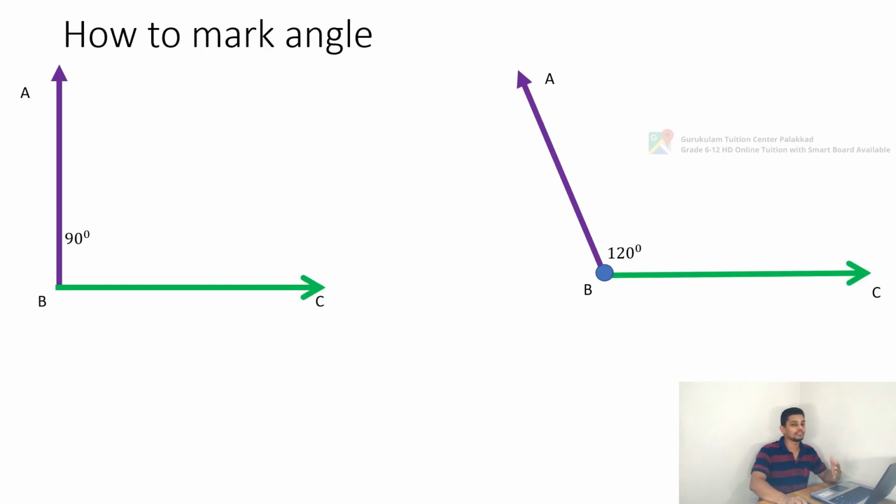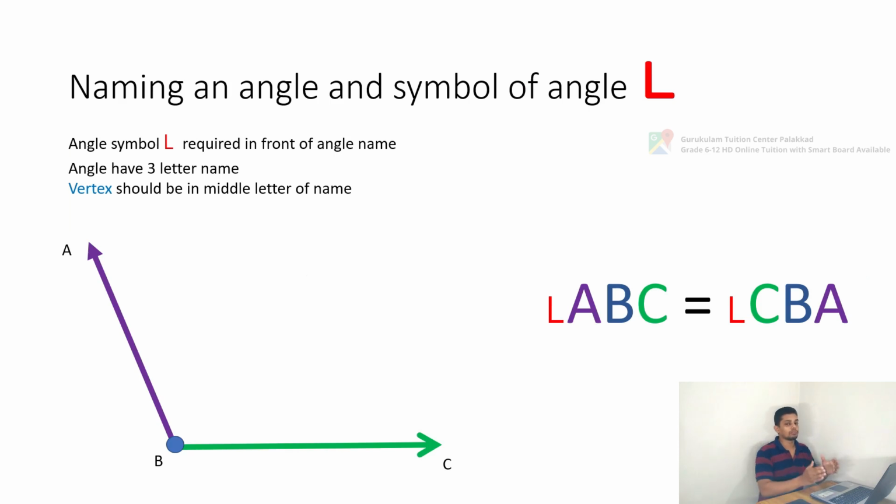The next thing is how to mark an angle. If the angle is 90 degrees, we will mark just like a square there, in between the two rays or two lines, a small portion of a square. All other angles other than 90 degrees, we will mark like an arc there. It can be 120, whatever, but we will mark it as an arc.